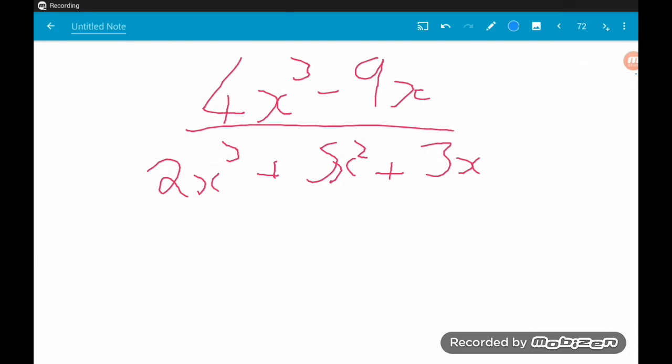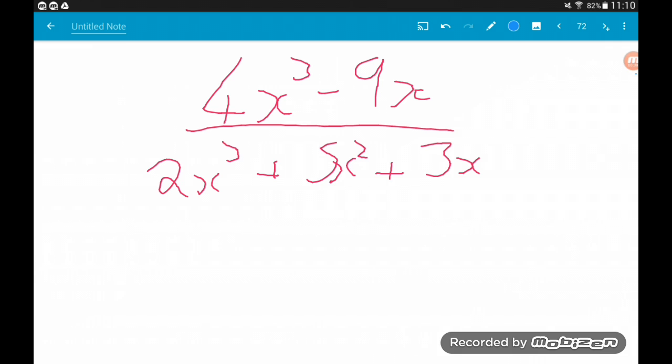Okay, final example for this video. In the next video, we are going to be looking through example questions where we're going to be adding and subtracting and simplifying these bad boys. Okay, so (4x cubed minus 9x) over (2x cubed + 5x squared + 3x). First of all, let's check through for any common factors that we can get rid of. Every term here has at least one power of x.